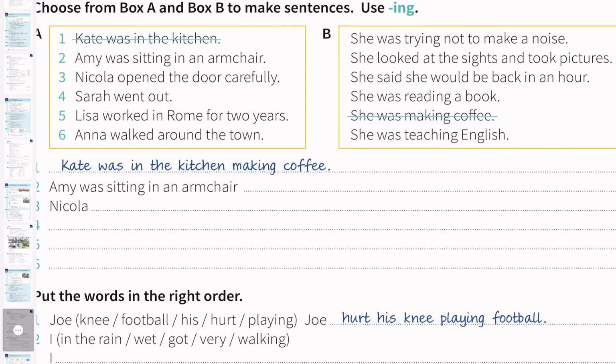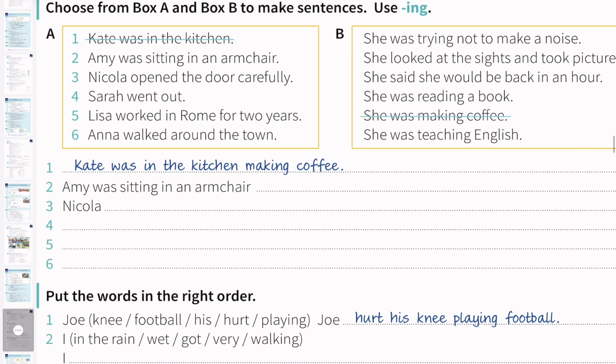So to make sure that we all understand this unit, ing clauses, we should do some exercises together. Let's do number 1. Choose from box A and box B to make sentences. Use ing. So we have the example number 1. Kate was in the kitchen in box A, and then we match with she was making coffee, and it becomes Kate was in the kitchen making coffee. You see, the sentence in box B becomes an ing clause.